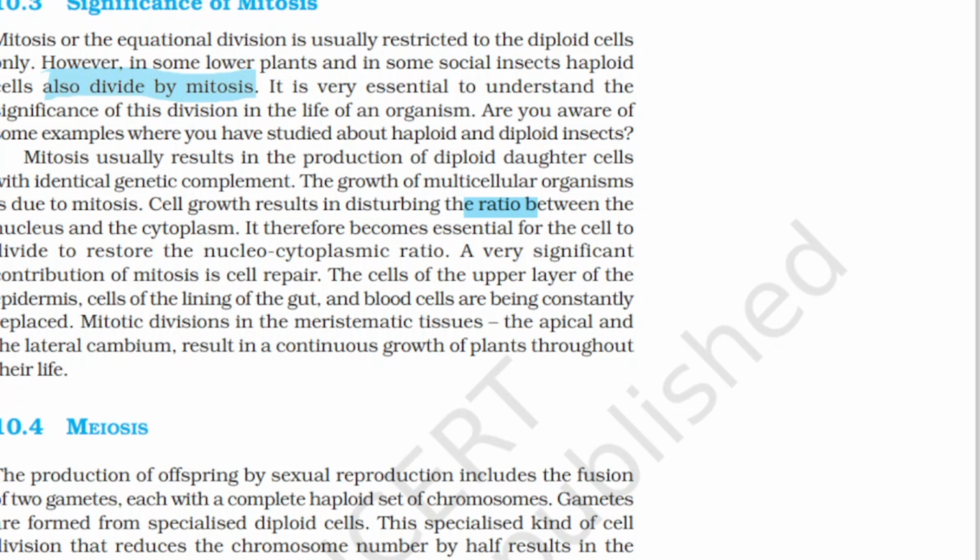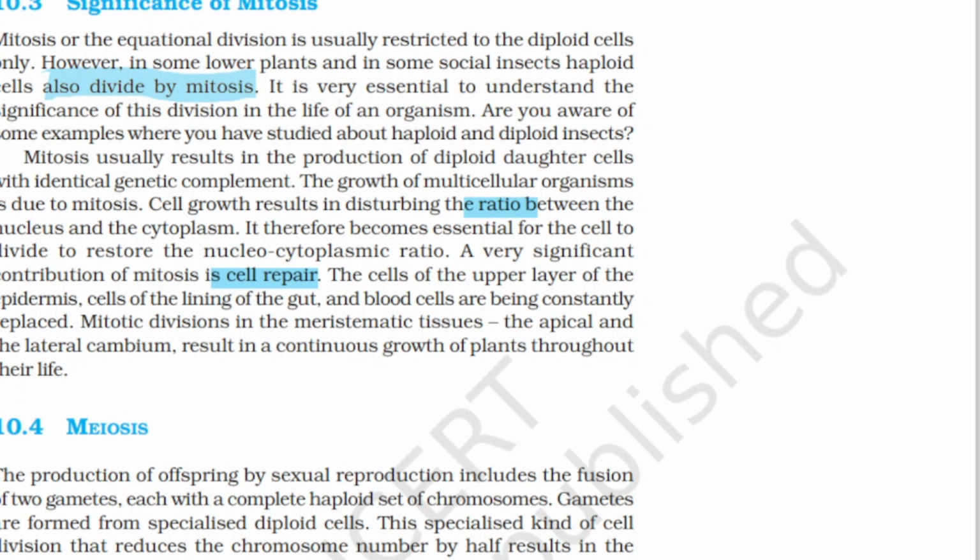A very significant contribution of mitosis is cell repair. So what we learn here: number one, mitosis usually results in the production of diploid daughter cells with identical genetic complement. And the other is that mitosis, or the equational division, is usually restricted to diploid cells only. However, there are some exceptions where in some lower plants and also in some social insects, haploid cells also divide by mitosis. That is an exception, you must remember.